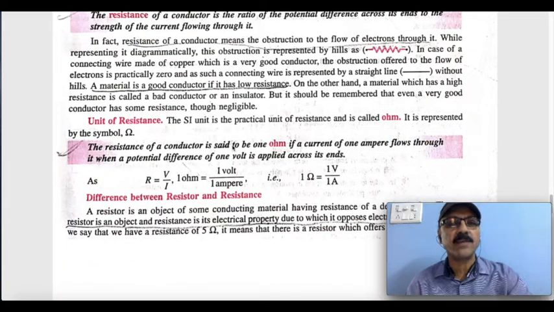The resistance of a conductor is said to be 1 ohm if a current of 1 ampere flows through it when a potential difference of 1 volt is applied across its ends. R equal to V upon I: in place of R we put 1 ohm, in place of V we put 1 volt, and I equal to 1 ampere. So 1 ohm equal to 1 volt by 1 ampere.